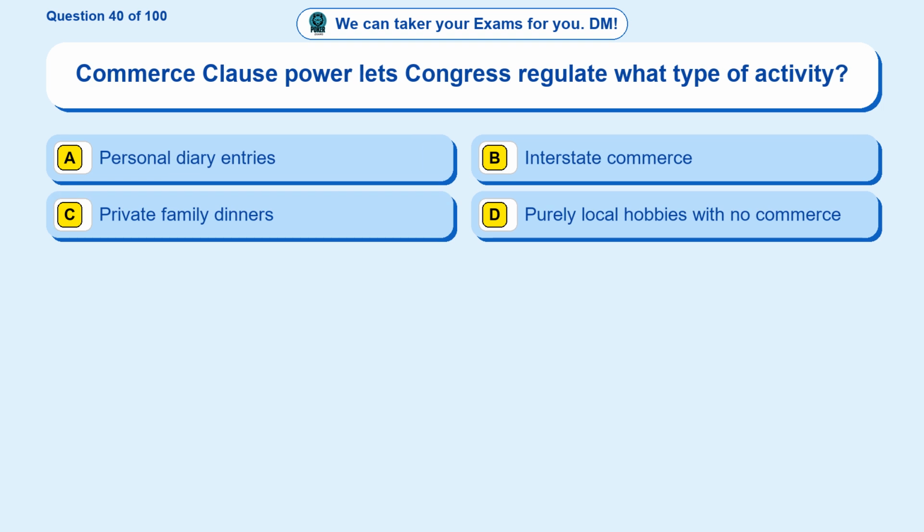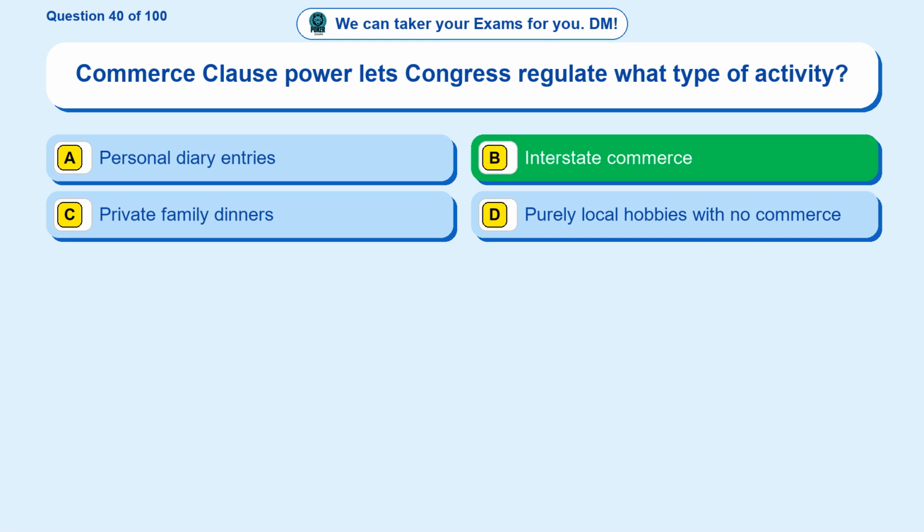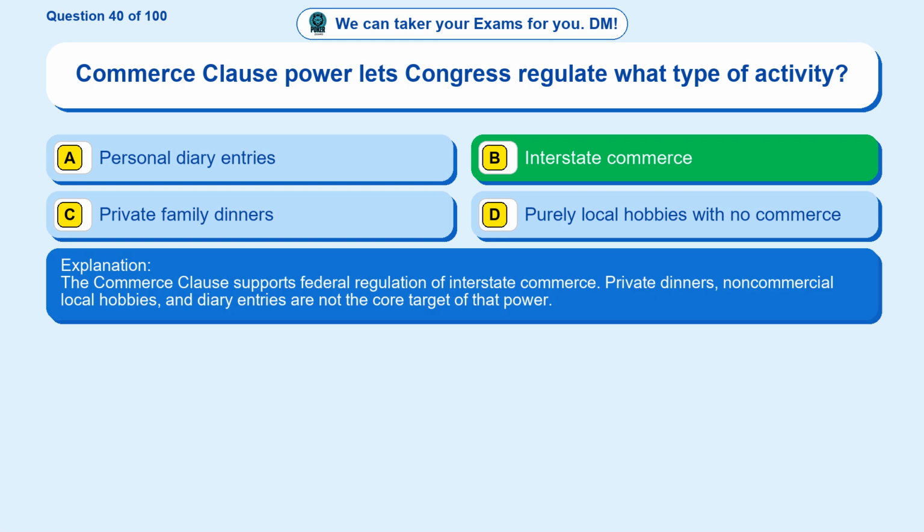Question 40. Commerce Clause power lets Congress regulate what type of activity? Option A, personal diary entries. Option B, interstate commerce. Option C, private family dinners. Option D, purely local hobbies with no commerce. The correct answer is option B. Interstate commerce. The Commerce Clause supports federal regulation of interstate commerce. Private dinners, non-commercial local hobbies, and diary entries are not the core target of that power.